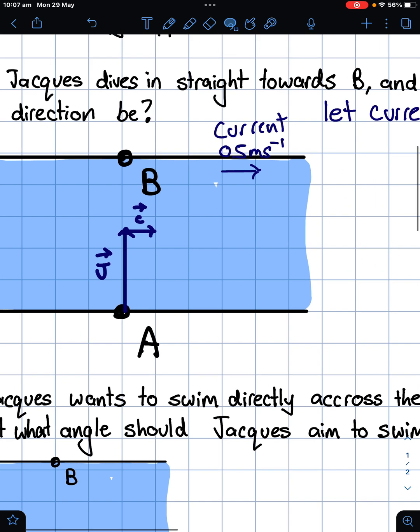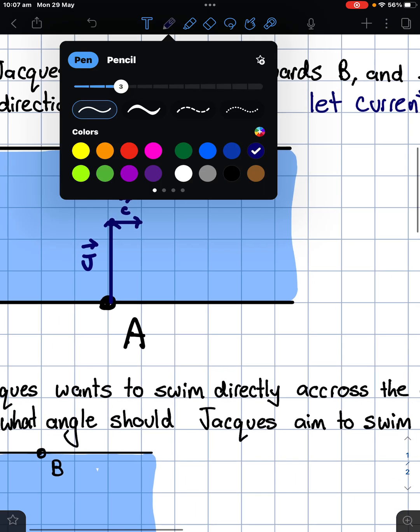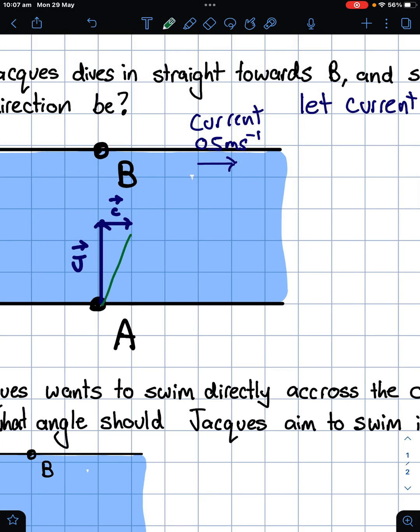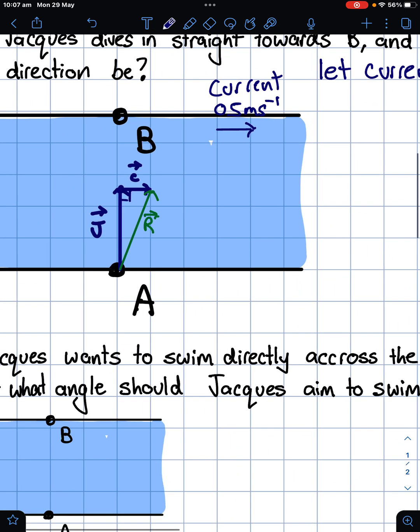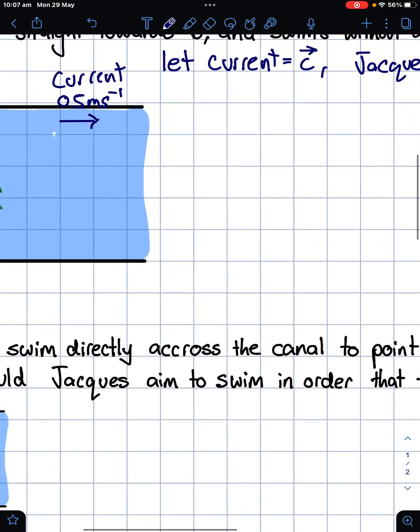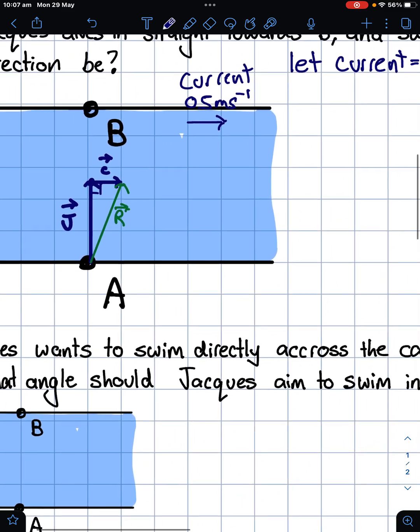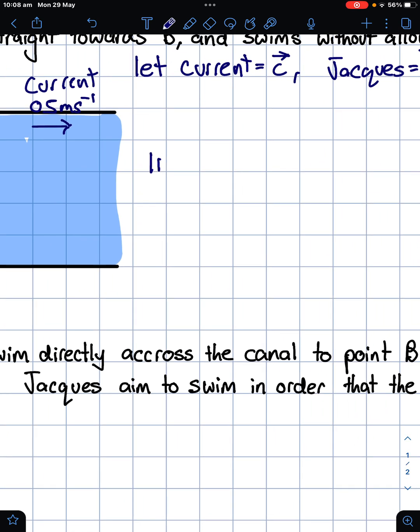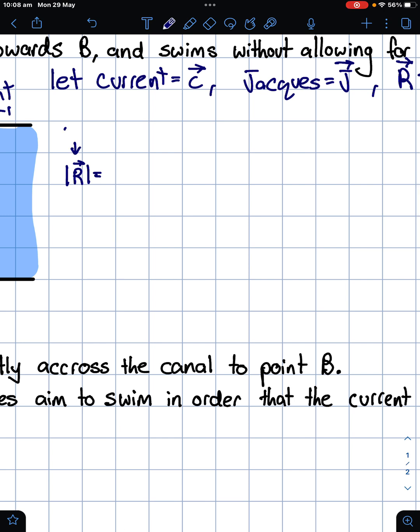Cool. So it's gone up, just a little bit bigger so we can see it. And so our resultant vector here is this one, which is going to be our R, these two vectors added together. In this space we have a right-angled triangle. We know the two edge ones here, J and C, we're given those. Looking at this right-angled triangle, we can find the length of our resultant vector, and the length here is going to be the resulting speed.